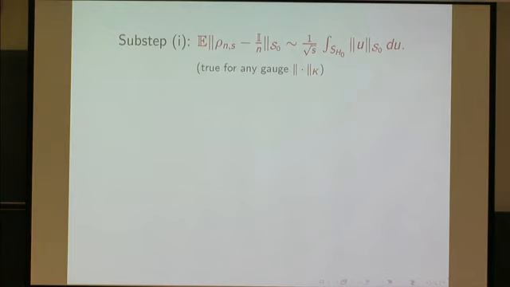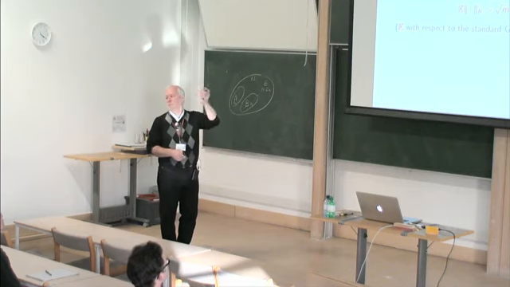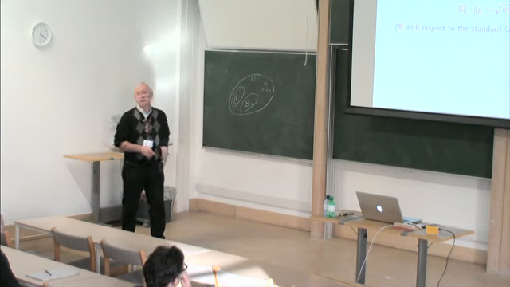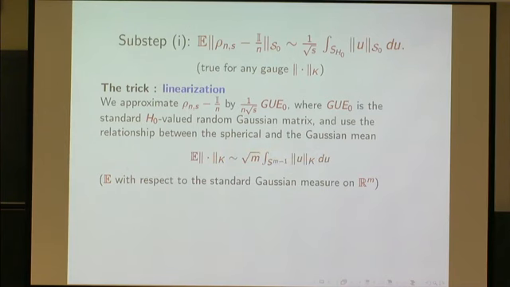Here we are basically forgetting what the separable space is. What only matters is this random matrix ensemble, and how the averages of gauges compare with averages on the sphere. So the trick is a linearization. What we show is that this AA square, AA perp minus a multiple of identity, can, for all practical purposes, be approximated by a multiple of the Gaussian unitary ensemble conditioned to have trace 0.